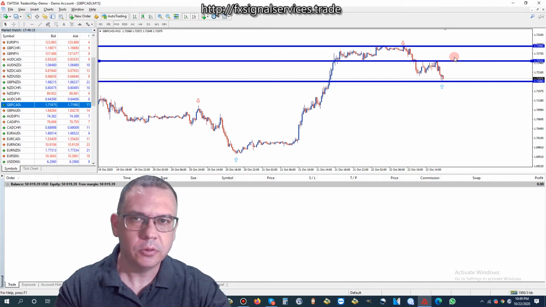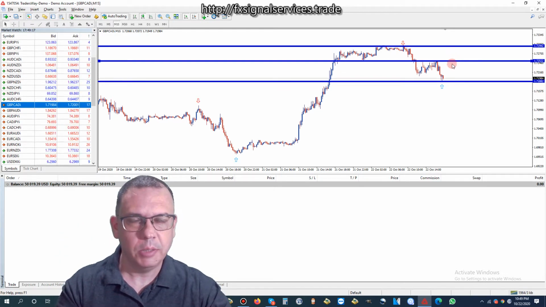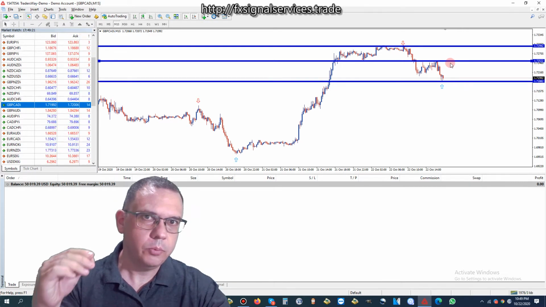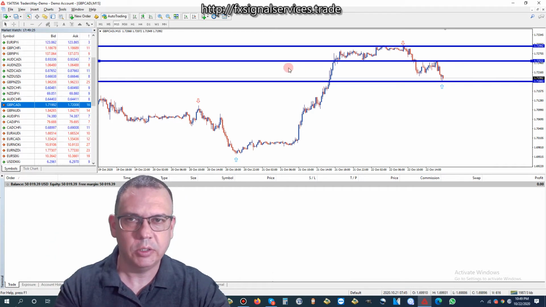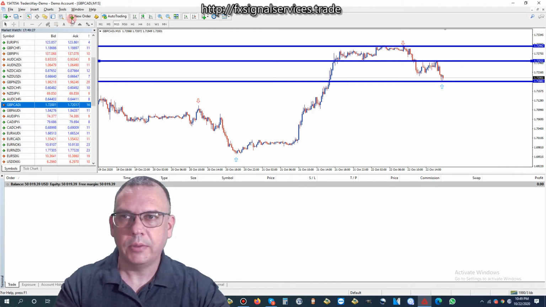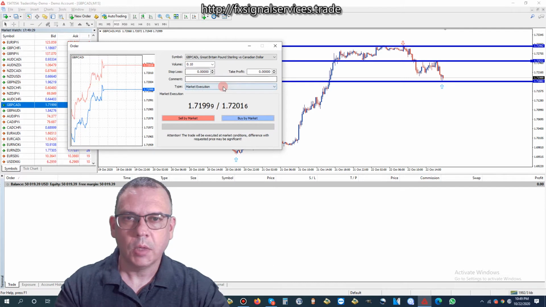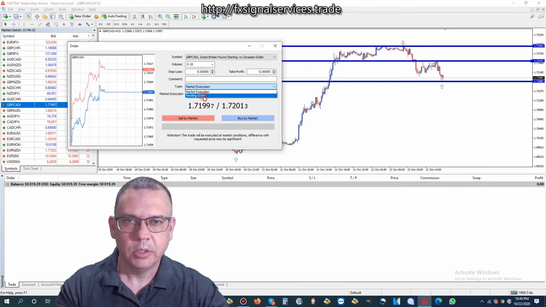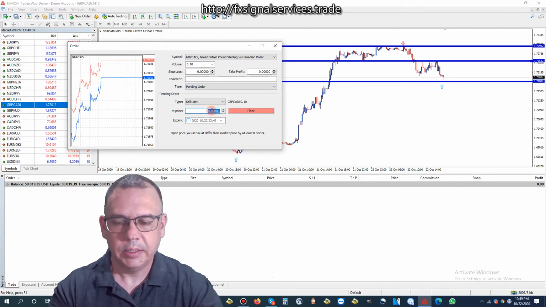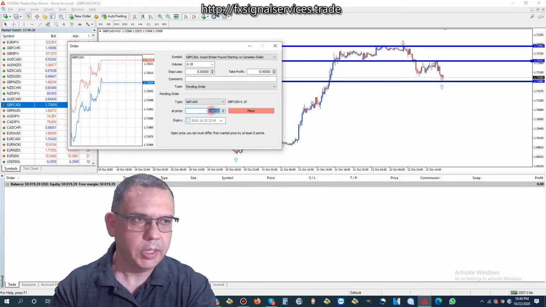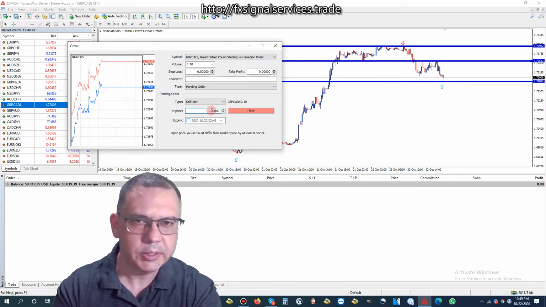if not further. So what we want to do is put a sell limit pending order just slightly below this blue line. That way we can ensure that the sell trade will be activated when it retraces and goes back up. So all we have to do is go to new order right here and go to pending order. Change from market execution to pending order right here, and then select sell limit, and we're going to put in a pending order at 1.72450.